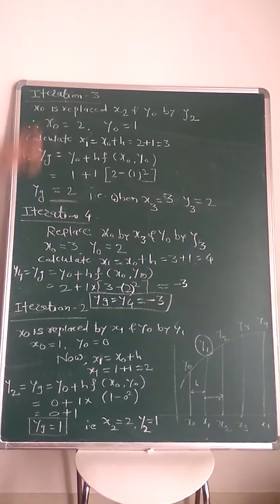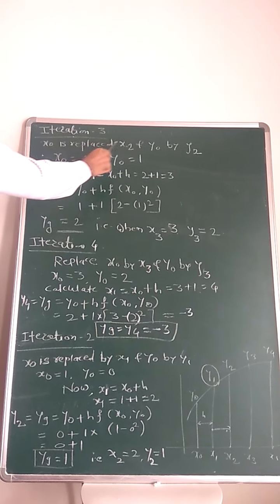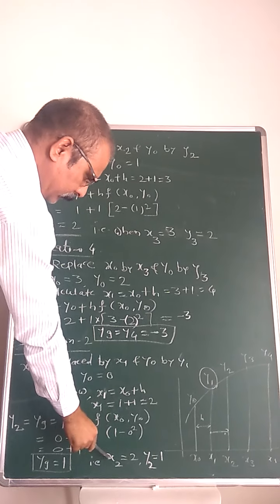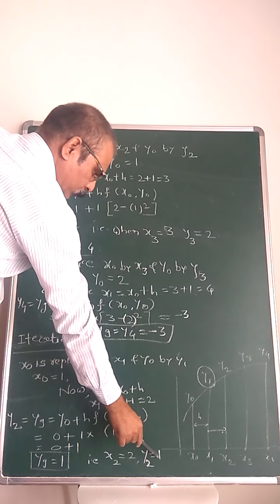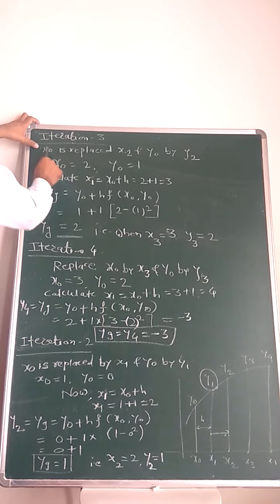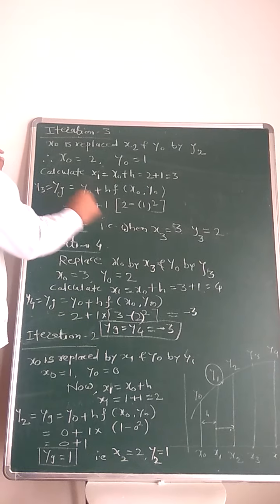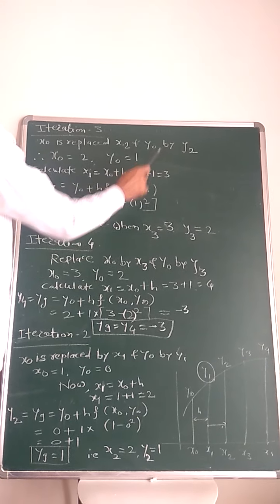Now iteration number 3. For iteration number 3, we have to replace x0 by x2, that is x2 is equal to 2, and y0 by y2, that is y2 is equal to 1, which are the values obtained in iteration number 2. Therefore x0 becomes 2 and y0 is equal to 1. The new value of x1 is equal to x0 plus h. x0 is 2 plus 1 is equal to 3.